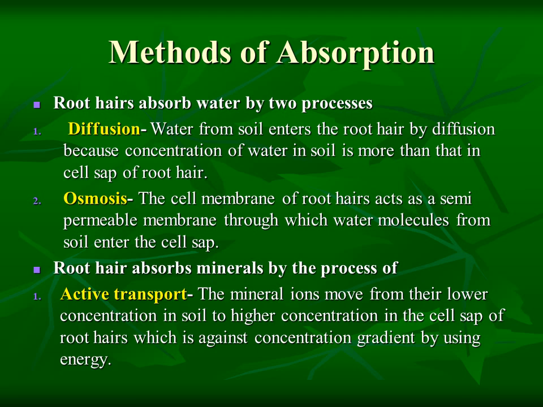Now I have already told you that the cell sap contains higher salt concentration. Now how does that help in diffusion and osmosis? See, in diffusion, water from soil enters the root hair by diffusion because the concentration of water in soil is more than that in the cell sap of root hair, because the cell sap has higher salt concentration. So, the water easily moves from the soil towards the cell sap.